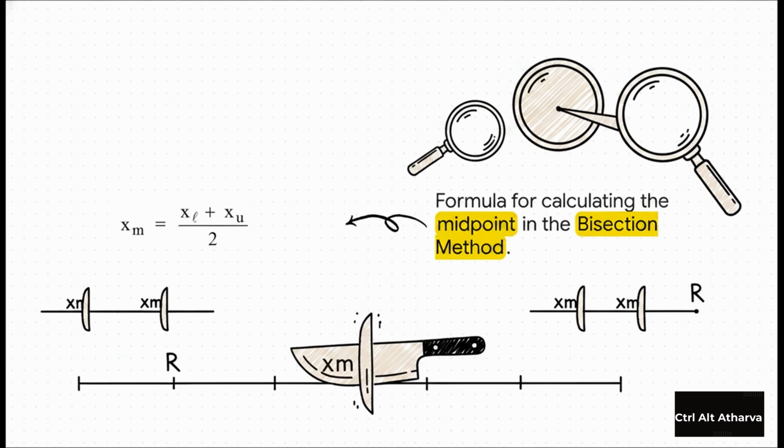Once we've successfully trapped the root between those two guesses, the bisection algorithm calculates the midpoint, xm. It's literally slicing the distance right in half. We check if the root is in the left half or the right half, and then we just slice it again. We repeat this iteration over and over, zooming in tighter and tighter until we finally pin down the exact root. It's a brute force method for sure, but it works perfectly.